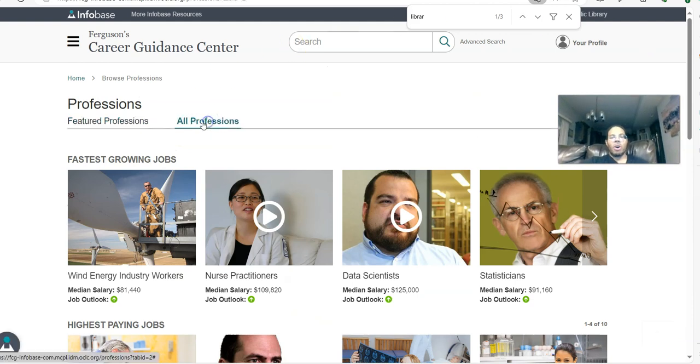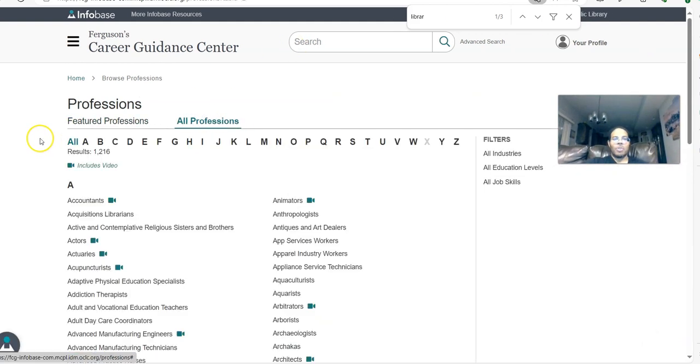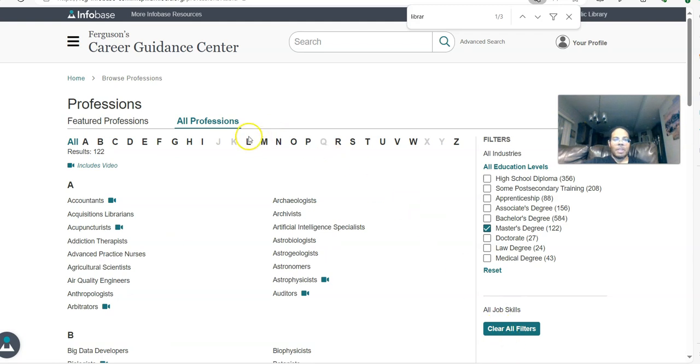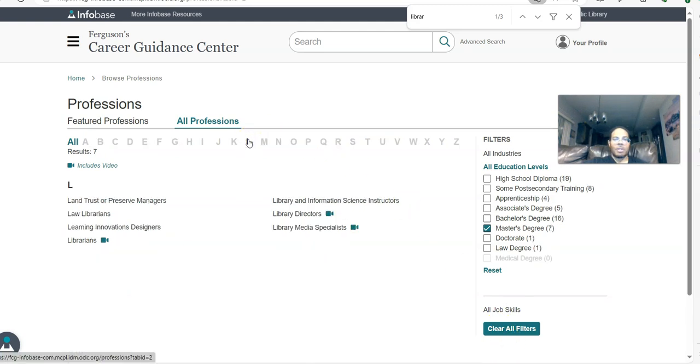But then you can go to all professions. And so then you have them listed alphabetically because you have about 1,200 results. And we can again go into our librarians. Oh, but you can, by the way, if you wanted to, apply these filters. So you have industry filters, education level filters, and so forth. So let's do the master's degree filter, and then let's go to L.